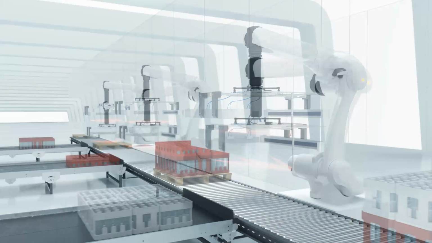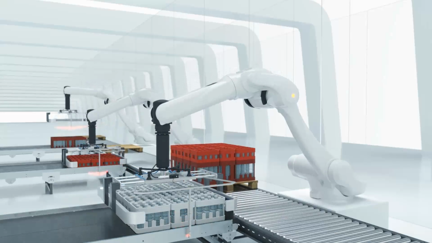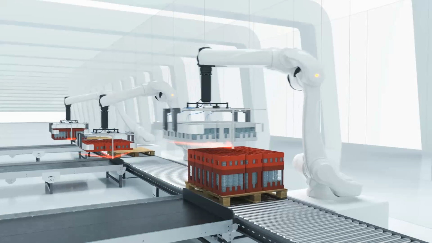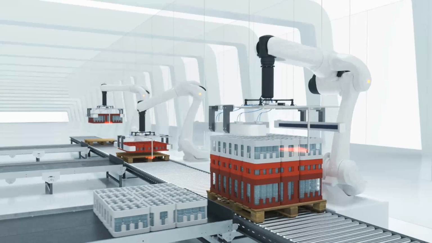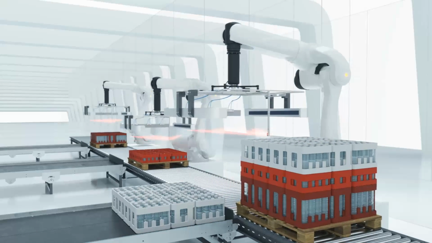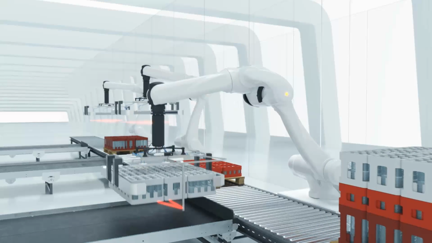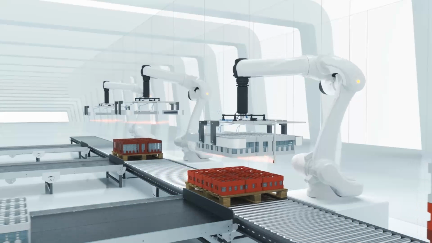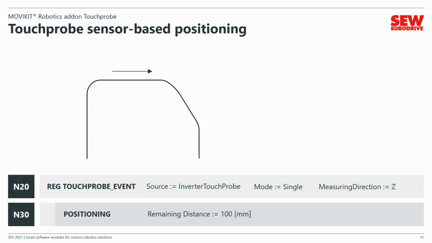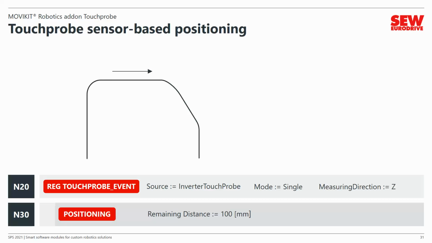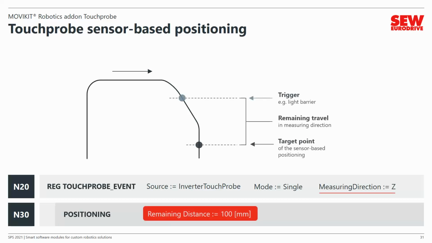The robots therefore flexibly and intelligently adapt their movements to the respective products, meaning that product changes do not require any additional programming and can be carried out accordingly quickly. The sensor-based positioning is activated in the robot program by means of registration, and the desired remaining travel in the measuring direction of the sensor is parameterized.